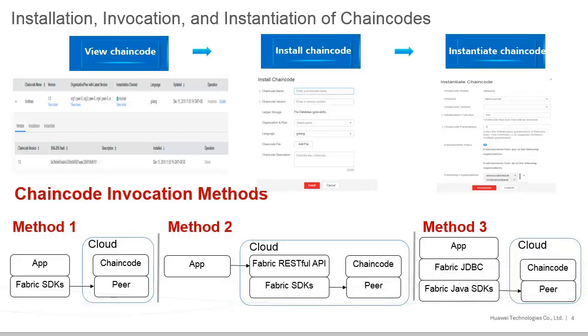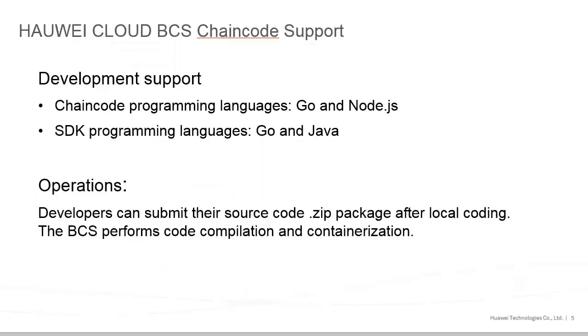This allows users to access chain code in a very simple way without having to construct very complex interfaces in the code. You can select whichever invocation method suits your individual needs. When using the SDK, you can compile more complex chain codes. If you use JDBC or RESTful APIs, ledger operations are simplified.